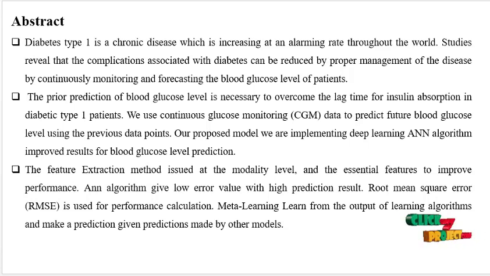In our proposed model, we are implementing a deep learning ANN algorithm that improves results for blood glucose level prediction. The feature extraction method is used at the modality level to select the essential features to improve performance. The ANN algorithm gives a low error value with a high prediction result. Root mean square error, RMSE, is used for performance calculation. Meta learning learns from the output of the learning algorithm and makes a prediction given the predictions made by other models.